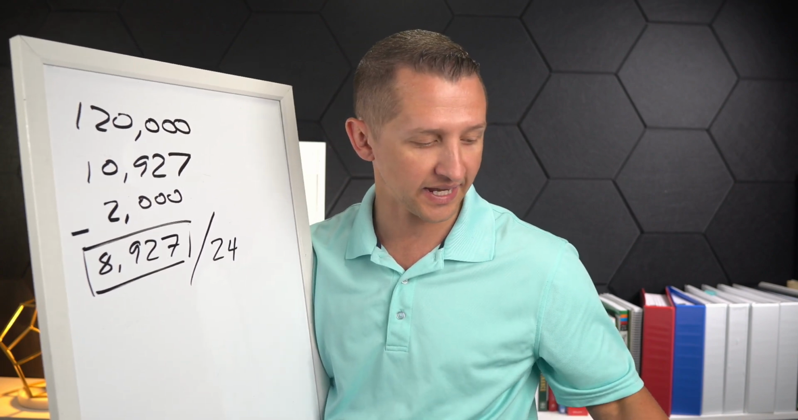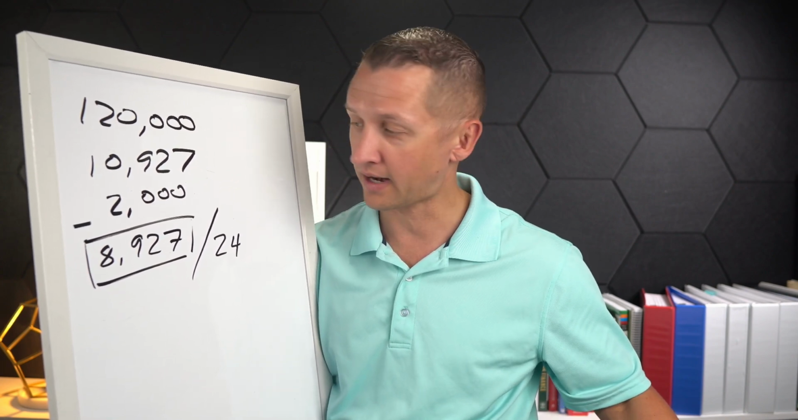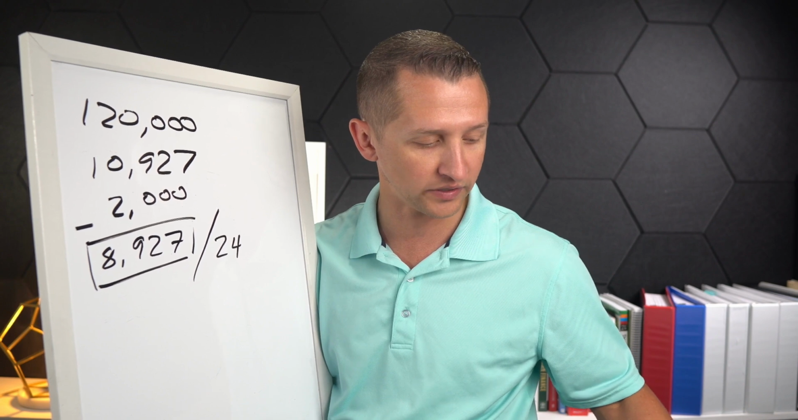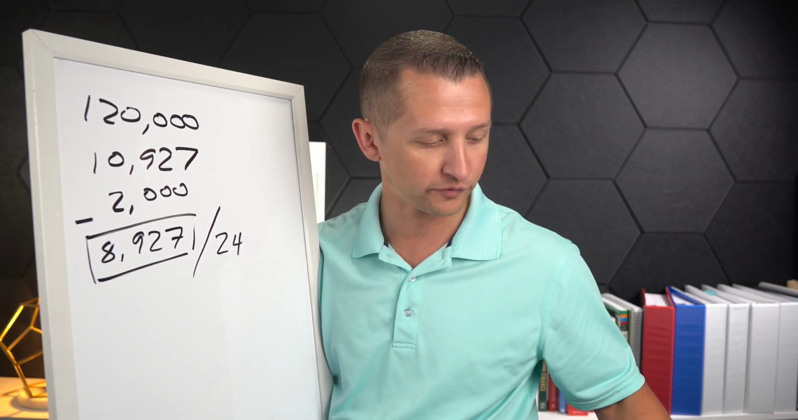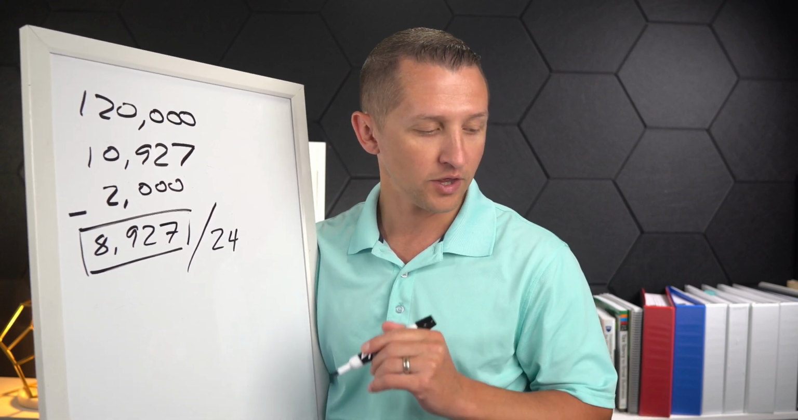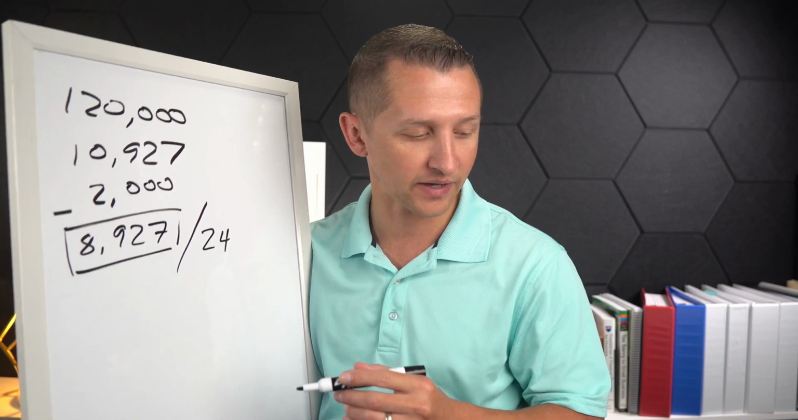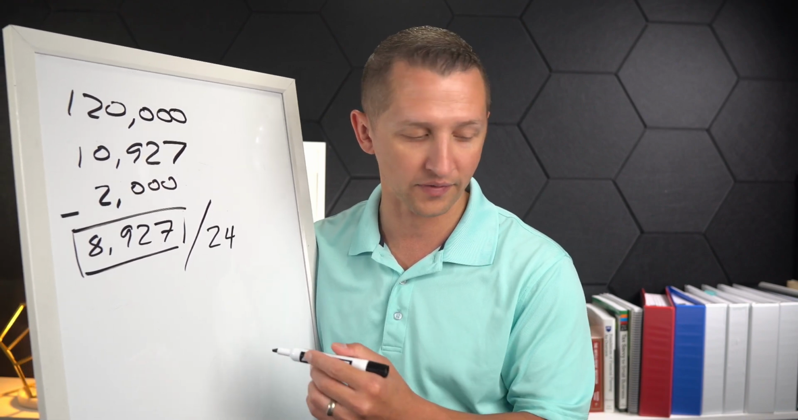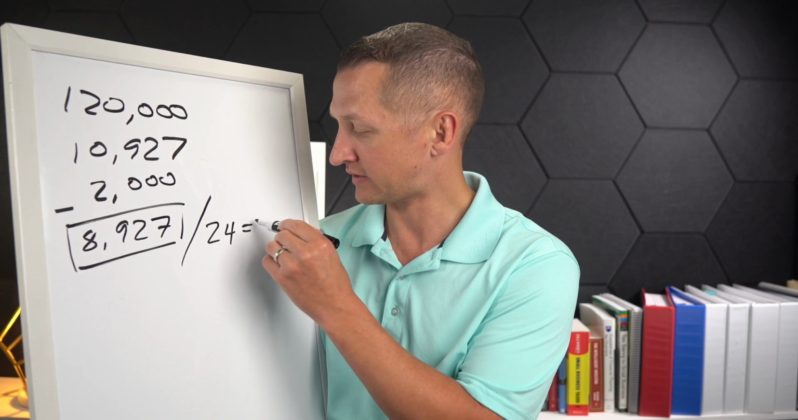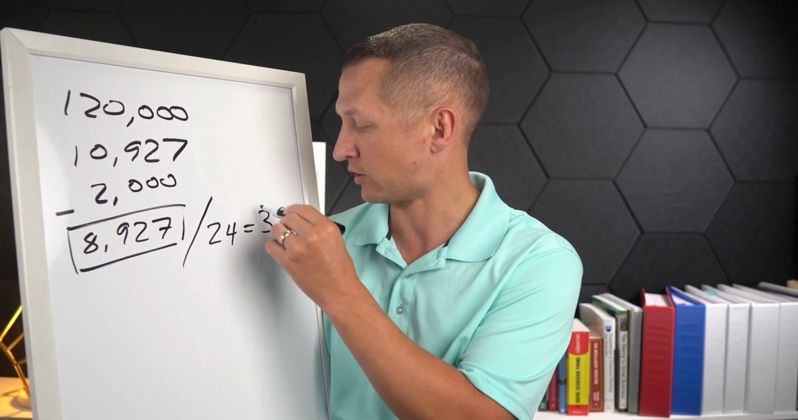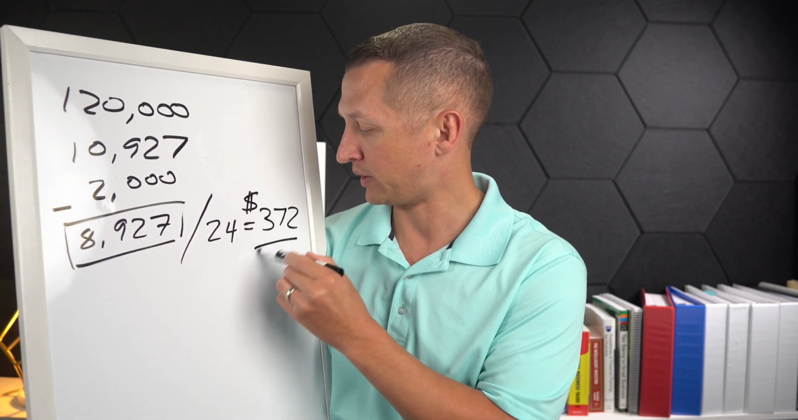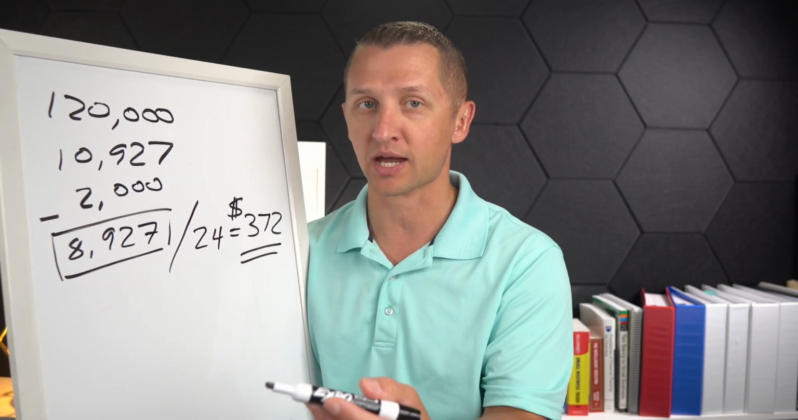So we can take this 8,927 divided by 24, I'm going to do it on my calculator right here, and that gives us $371.95, and then we can just round that to 372. So let's say that's 372. This is the amount that we need to withhold from each paycheck.